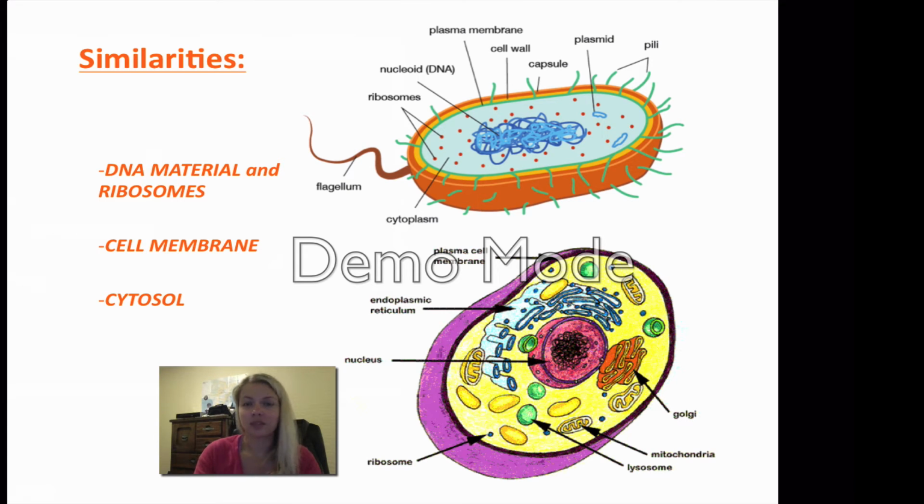Despite some differences, all types of cells have some similarities. So they all have DNA material within them and they all have ribosomes, these little spots in each of the cells. They also have cell membrane and cytosol.